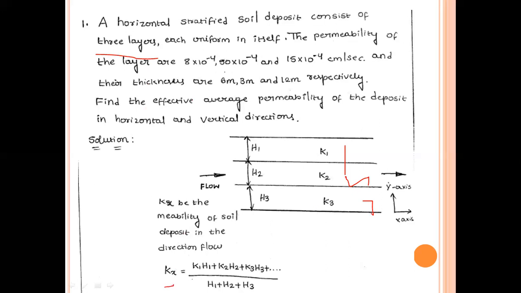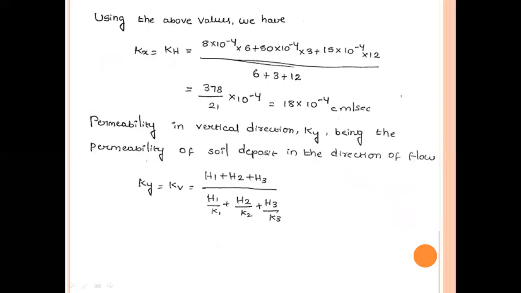Kx equals K1 H1 plus K2 H2 plus K3 H3, divided by H1 plus H2 plus H3. Here, given the three layers, we calculate K3 H3 and substitute the K values and H values into the equation.